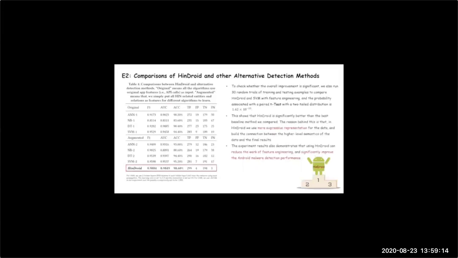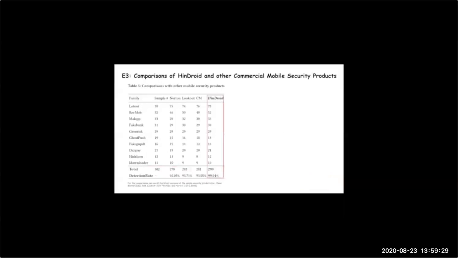And we also compare HinJoy with other alternative detection methods, traditional machine learning methods, and we can see that because of the more expressive representation using structured heterogeneous information network, HinJoy outperforms other traditional machine learning methods in Android malware detection. And we also compare HinJoy with other commercial security products. The experiment shows that it achieves better detection effectiveness and efficiency.